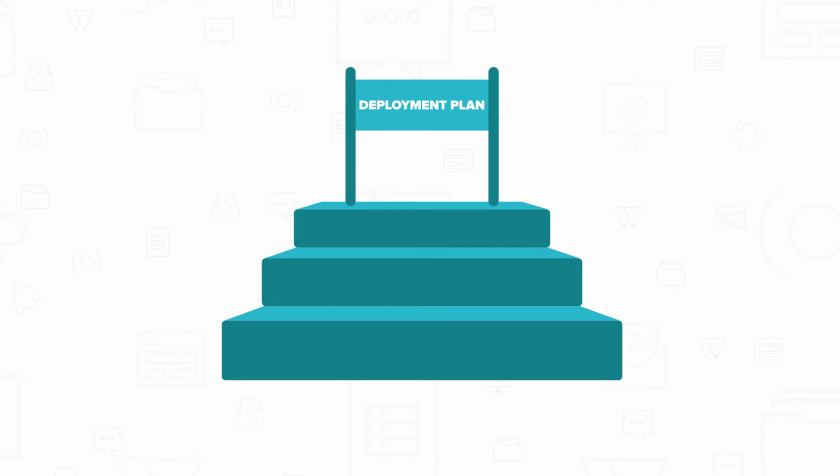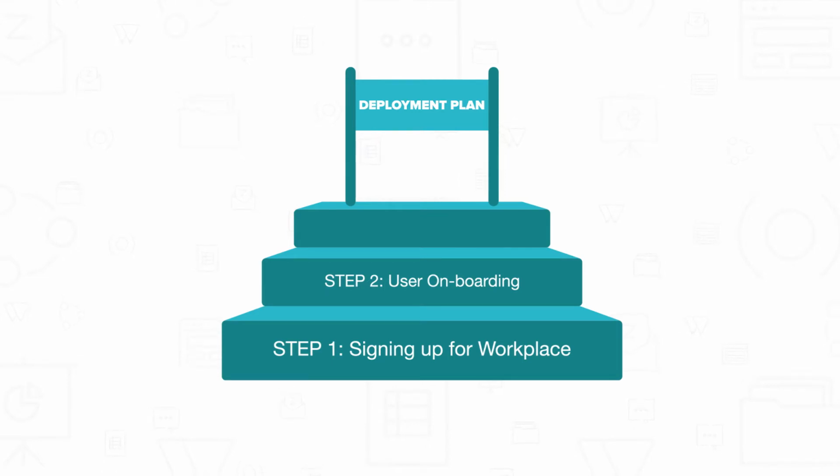So we worked out a deployment plan, which is a simple 3-step process. Step 1, signing up for Workplace. Step 2, user onboarding. And step 3, setting up Zoho Mail. And that's it. Once we set up Zoho Mail, the rest of the apps in the Workplace suite will be automatically configured and will be ready for use. So we pulled up our sleeves and took the first step.